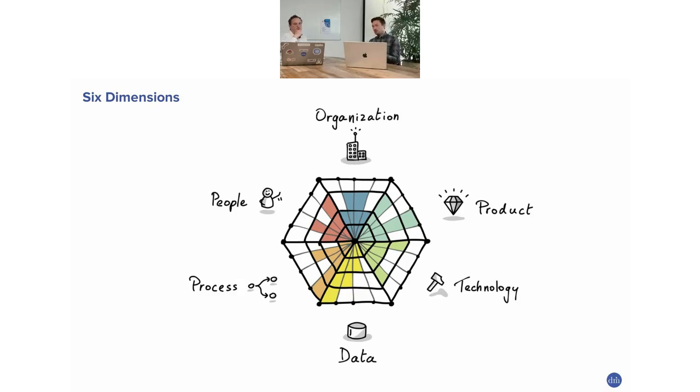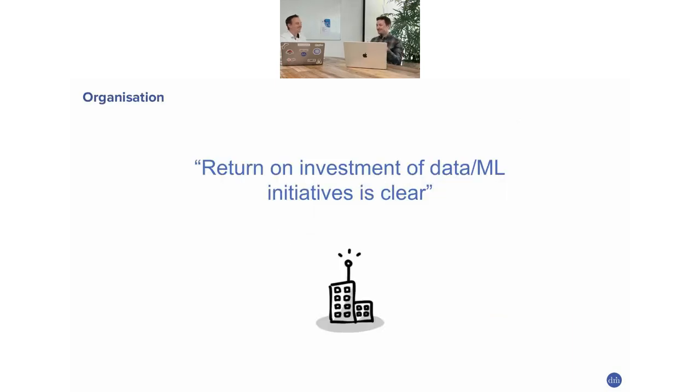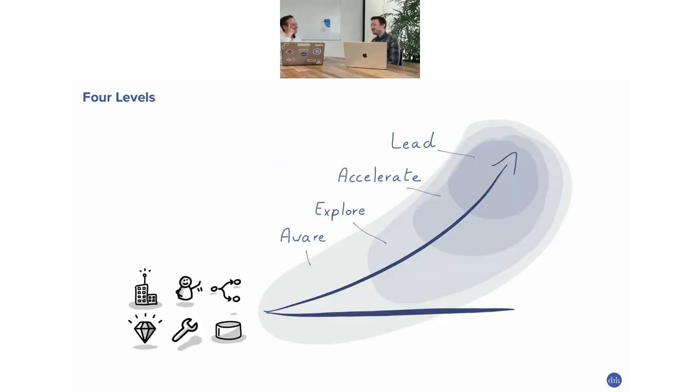So what we see there is that we have multiple levels that we classify. As data-minded, we identified these 6 dimensions, but we want to score an organization based on that. So we have 4 different levels: awareness, explore, accelerate, and lead, where we can classify an organization. So how do you measure these things for all the dimensions? Well, basically, you give a statement that you can agree or not agree with, and we have 8 statements for each of the dimensions.